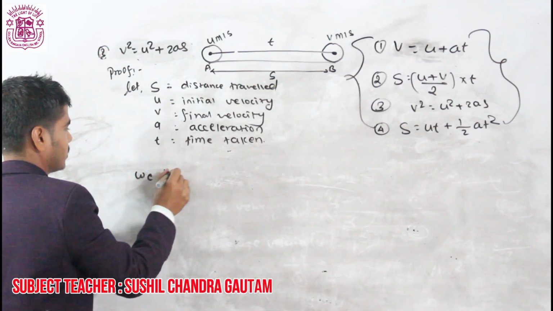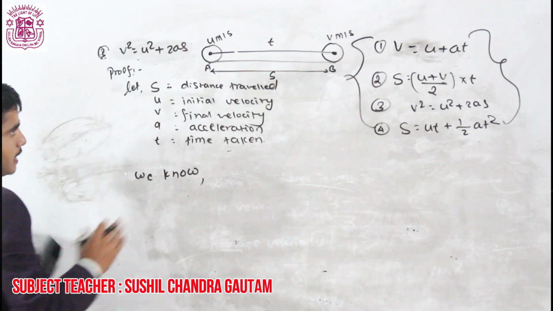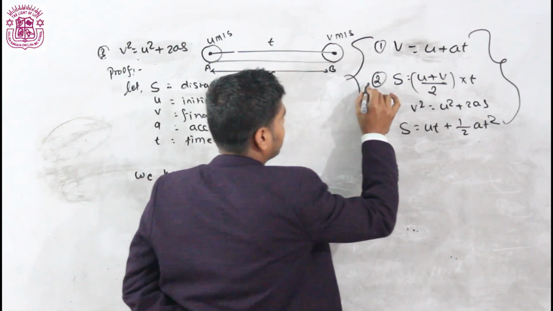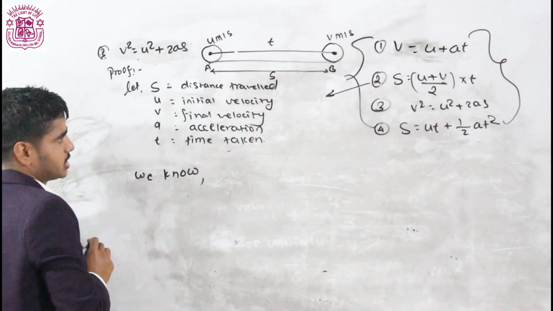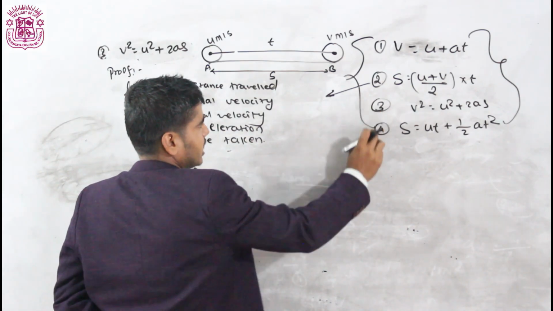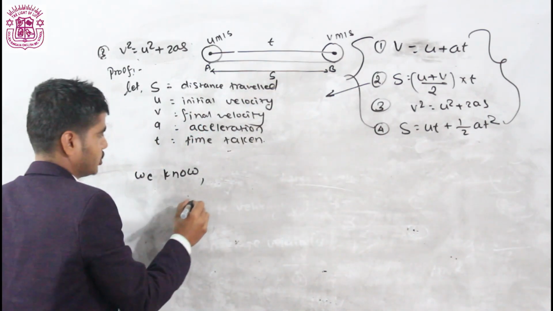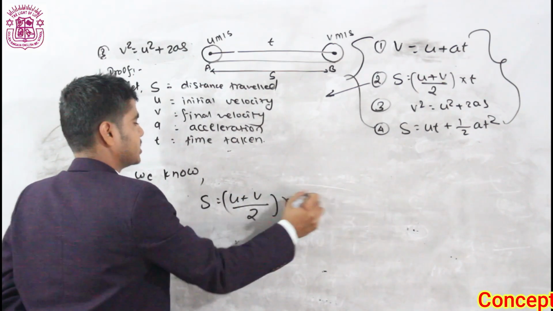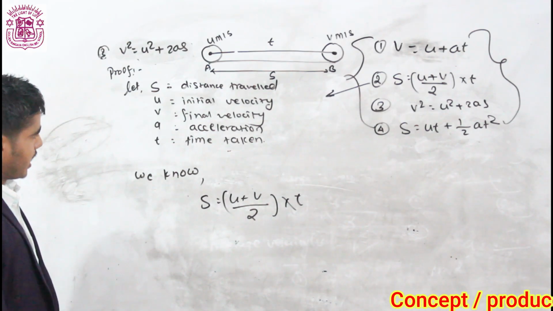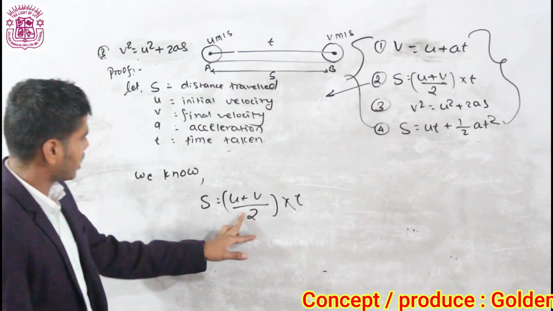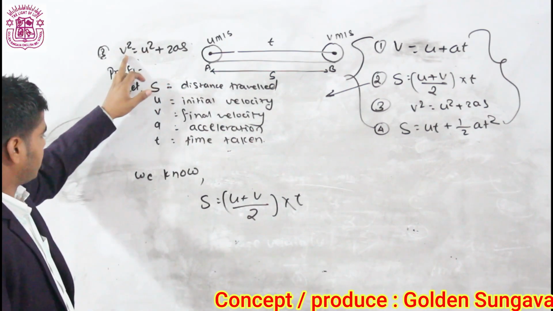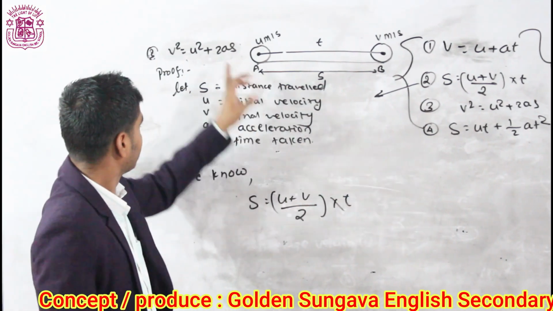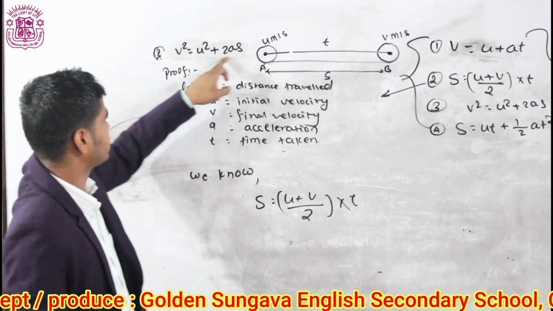We know, to prove this statement we will start from equation 2. For the proof of statements 3 and 4, we will use equation number 2: S is equal to (u plus v) divided by 2 into t. This statement is already proved. Now, which values among them are not necessary here? Let's see. v is necessary. u is necessary. T is not required for the proof of this statement.